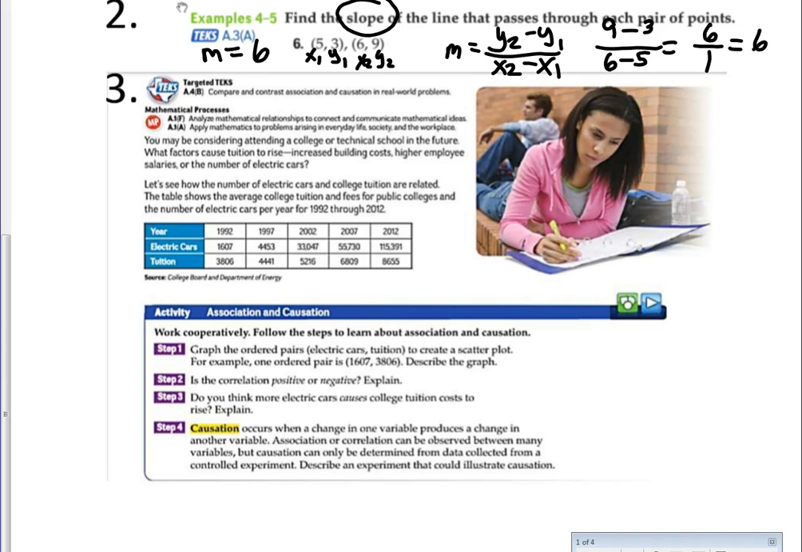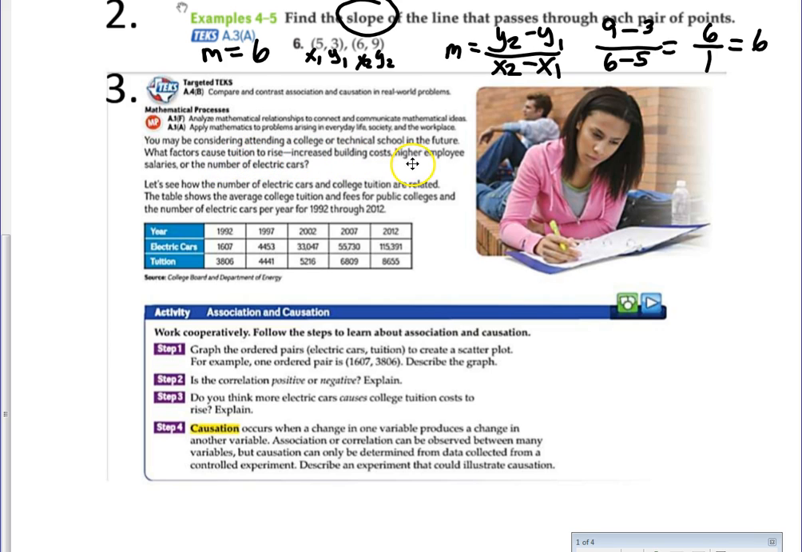Problem 3 is really just an example to go over. The thing that you're supposed to know is compare and contrast association and causation in real-world problems. So you may be considering attending a college or technical school in the future. What factors cause tuition to rise?